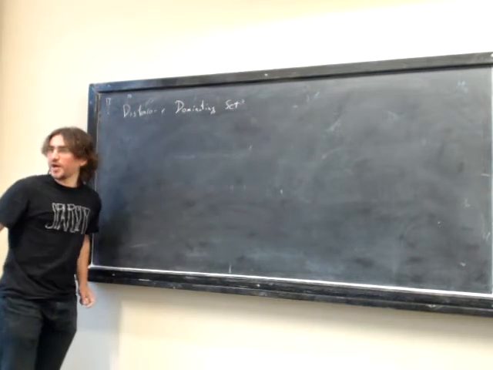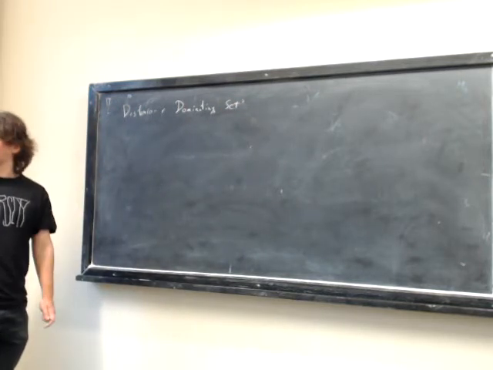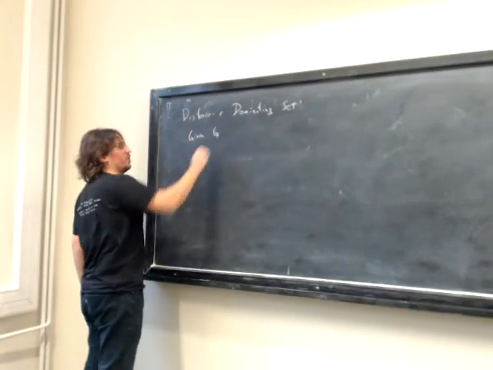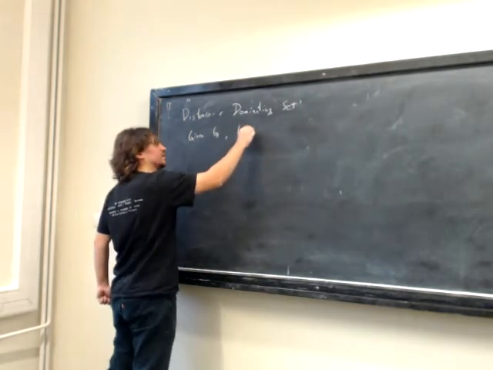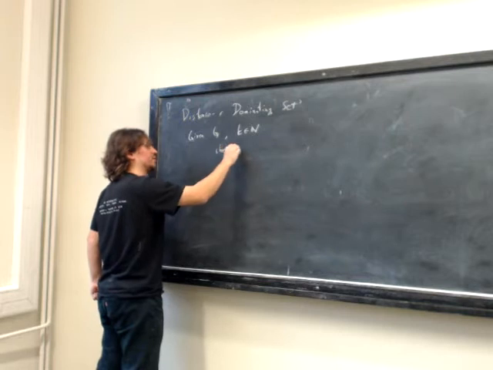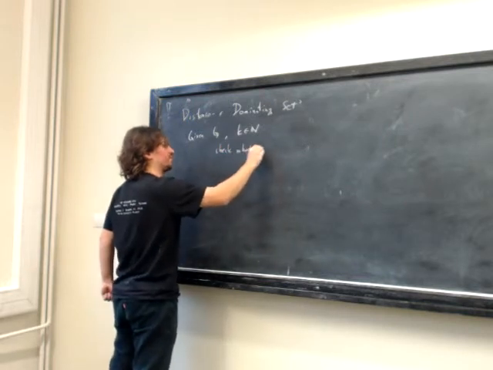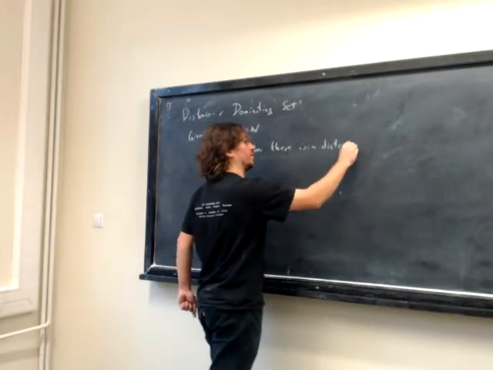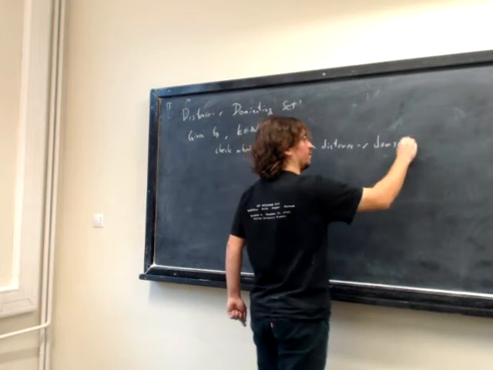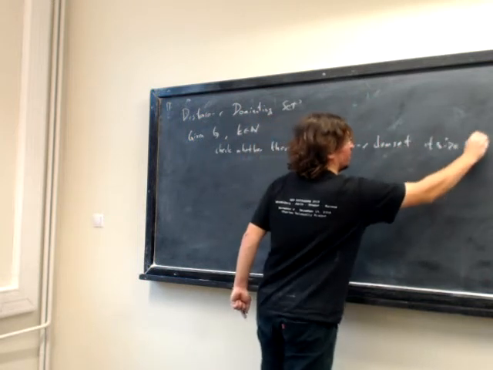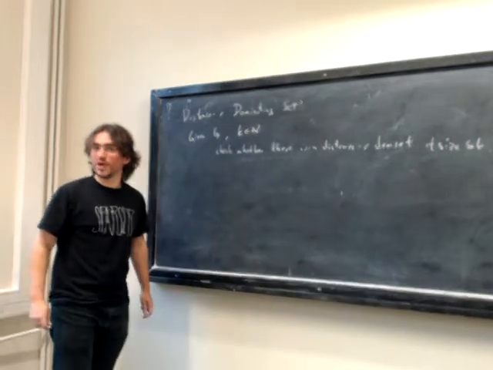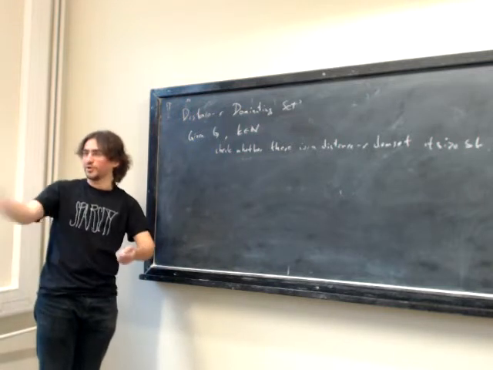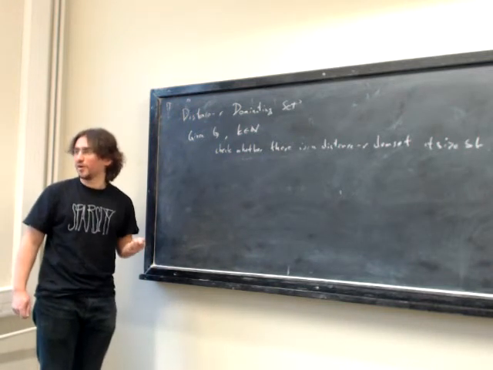So given a graph G and an integer K, check whether there is a distance R dominating set of size at most K. Whether I can dominate the whole graph using at most K vertices, where domination means that every vertex dominates itself and all the vertices in the ball of radius R around it.